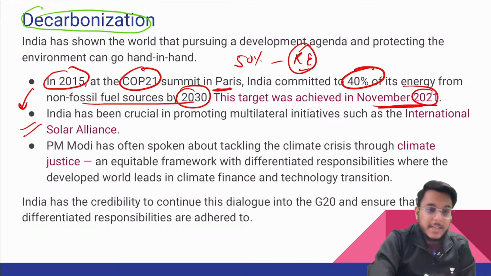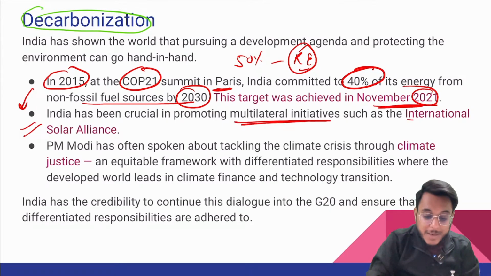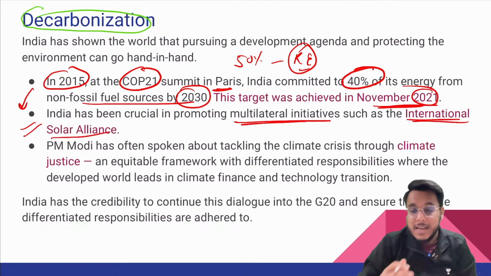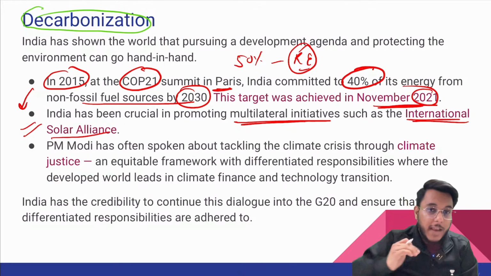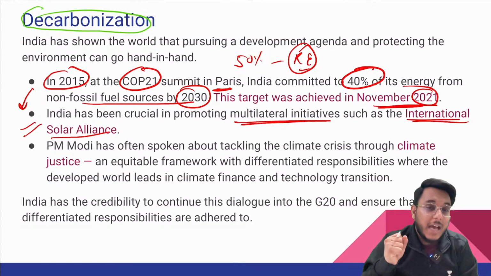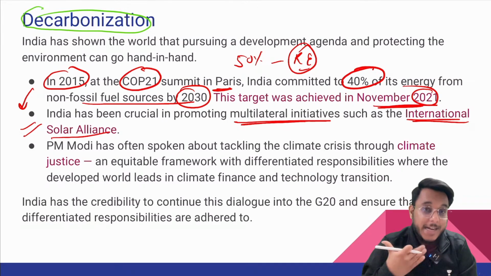The next thing is that India is also crucial in promoting multilateral initiatives, for example, the International Solar Alliance. In the International Solar Alliance, countries between the Tropic of Cancer and Tropic of Capricorn, which see an abundance of sunshine for at least 200 days, have come together, and they are going to collaborate on solar development.